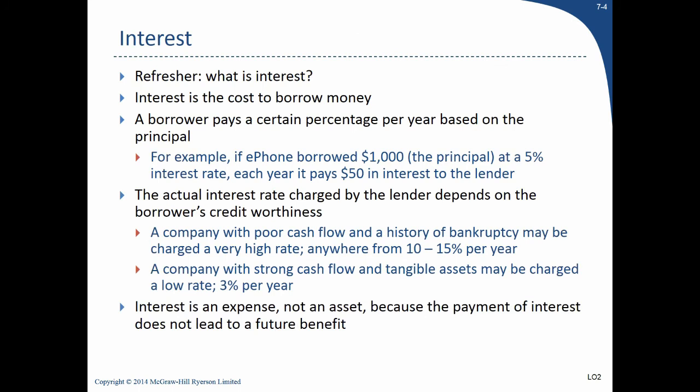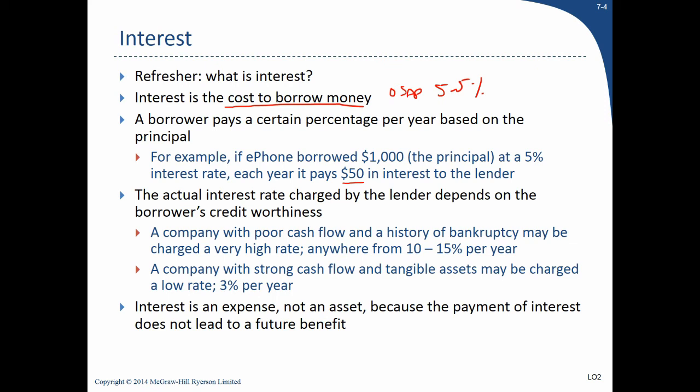And we'll give a refresher on interest. So interest is the cost of borrowing money. No surprise there. On OSAP, I think you're paying 5.5%, right? If ePhone borrowed $1,000 at a 5% interest rate, each year it pays $50 in interest to the lender. The actual rate charged by the lender depends on the borrower's credit worthiness.